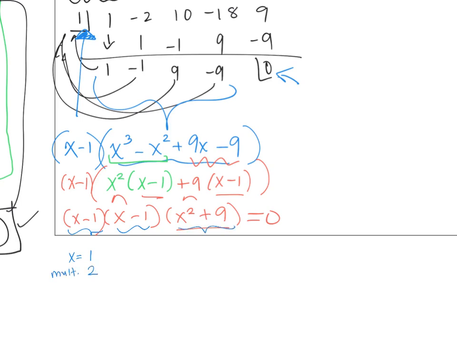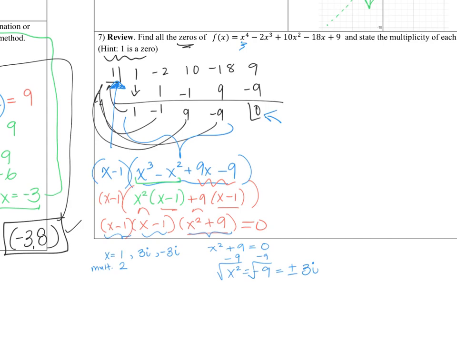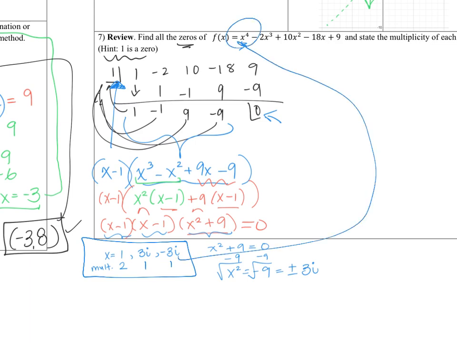And then this x squared plus 9 doesn't factor, but I can write x squared plus 9 equals 0. Move the 9 over. So we're looking at x squared equals negative 9, which if we take the square root, that's going to be equal to both the plus and the minus 3i. So we're going to get a positive 3i and a negative 3i for our zeros. And both of those will have multiplicity of 1. And you can see those are going to be my 4 zeros, which again, that makes sense because I was given a degree 4 polynomial.